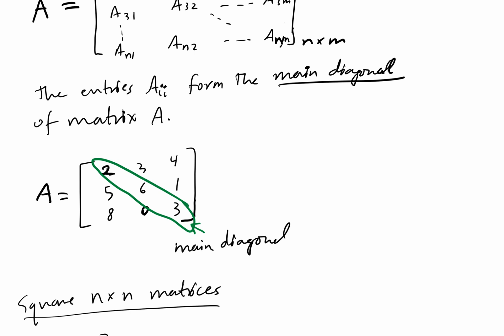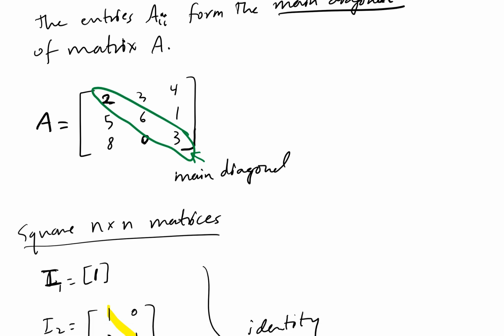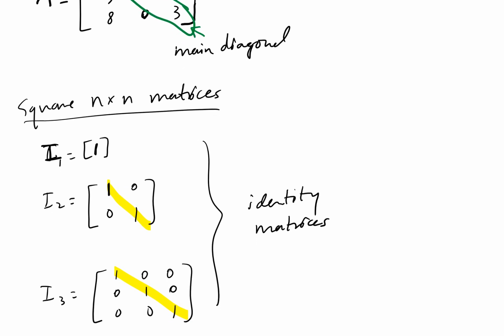For square matrices, we call them n by n matrices. We have a special kind of square matrix called identity matrices. A1 is a 1 by 1 matrix that comes with only one entry. A2 is 1 0 0 1. The entries on the main diagonal are only ones, everywhere else zeros. For 3 by 3, the same way. Those are called identity matrices, the matrices that come with main diagonal of 1 and everywhere else zeros.